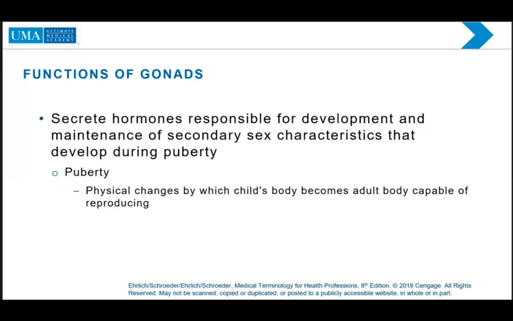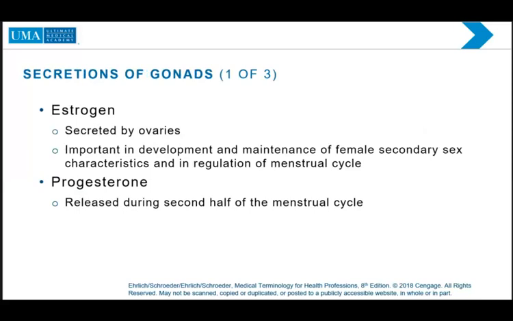Puberty is the physical changes by which a child's body changes to become an adult capable of reproducing. Estrogen is another secretion of your gonads. It is secreted by your ovaries. Estrogen is important in development and maintenance of the female secondary sex characteristics and in regulation of your menstrual cycle. Progesterone is released during the second half of your menstrual cycle.